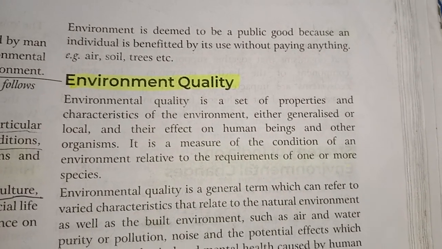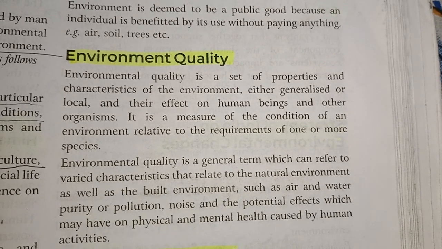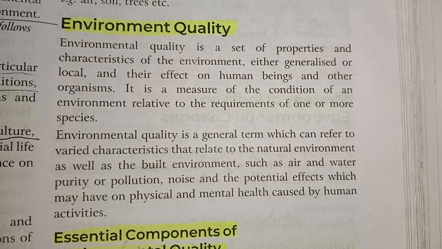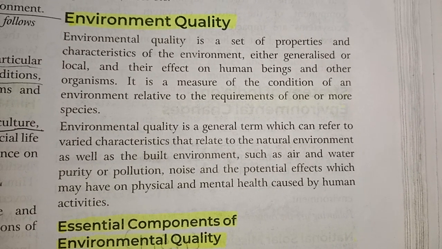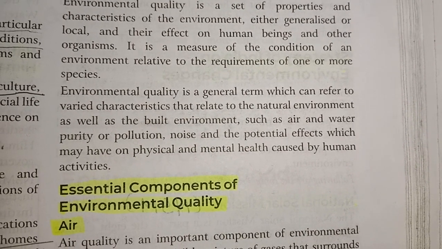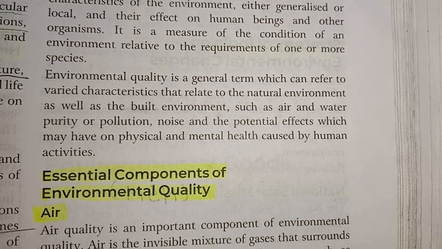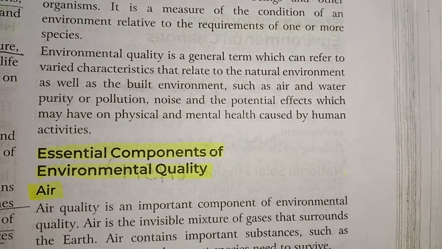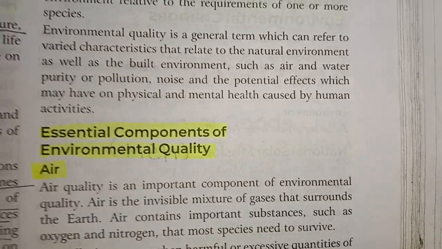Environment quality. Environmental quality is a set of properties and characteristics of the environment, either generalized or local, and their effect on human beings and other organisms. It is a measure of the condition of an environment relative to the requirements of one or more species. Environmental quality is a general term which can refer to varied characteristics that relate to the natural environment as well as the built environment, such as air and water purity or pollution, noise, and the potential effects which may have on physical and mental health caused by human activities.